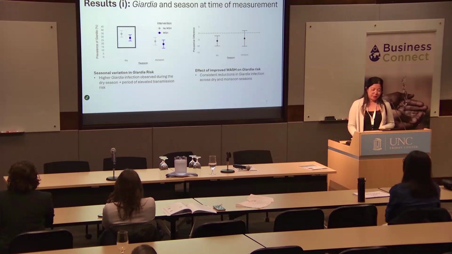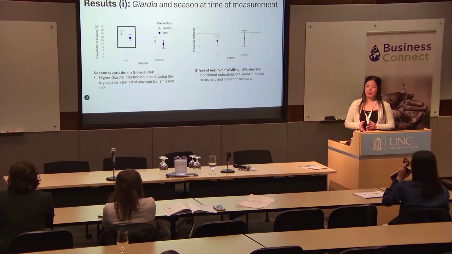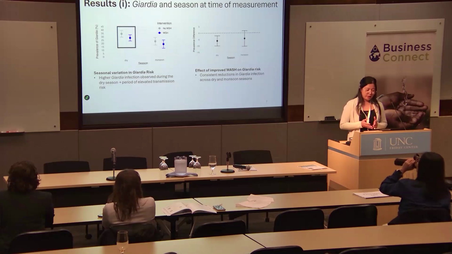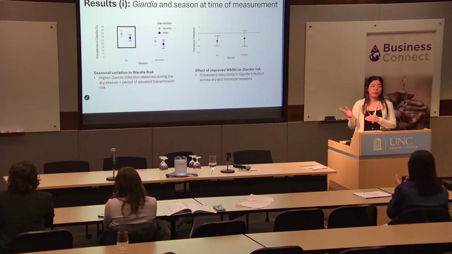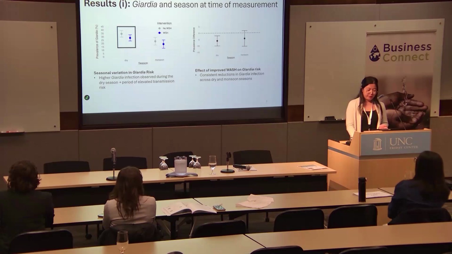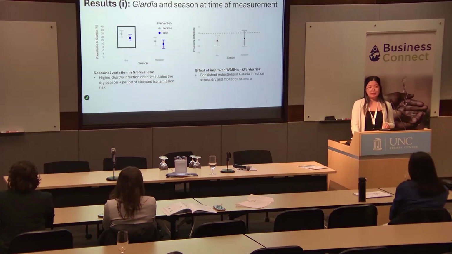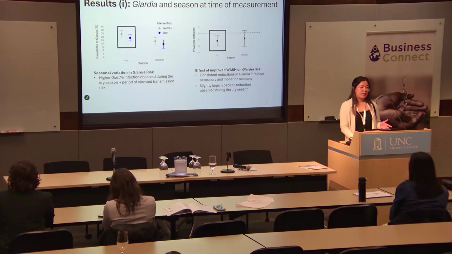This figure on the right shows the prevalence difference between the WaSH and no WaSH groups. So 0 means there's no difference in Giardia prevalence between WaSH and no WaSH, and values below 0 indicate reduction in Giardia due to the WaSH interventions. When stratified by season, we see that improved WaSH reduced Giardia infection consistently across both dry and monsoon seasons, with the absolute reduction slightly larger in the dry season when baseline prevalence was higher.